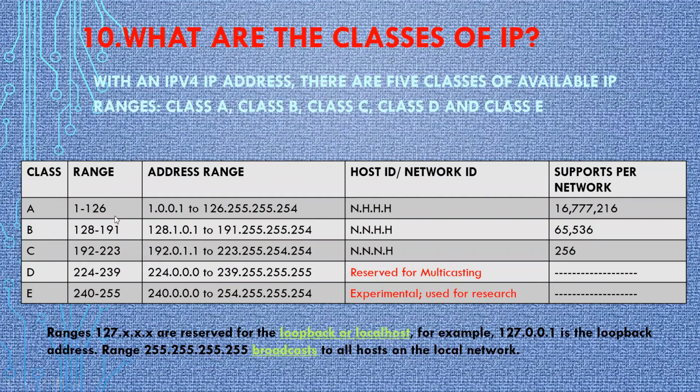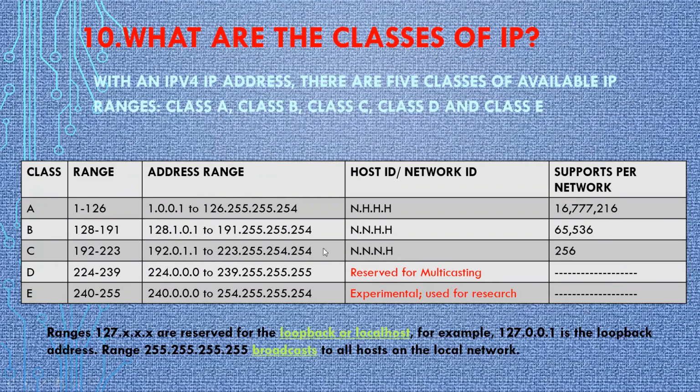Class A ranges from 1 to 126. This is the address range. This is the host ID and network ID. The first group represents the network ID, and the remaining 3 represent the host ID. I think we have talked briefly about host ID and network ID, and it can provide about 16 million IP addresses per network. And the second class ranges from 128 to 191.